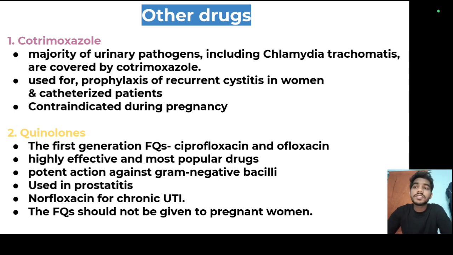Now let's see the other drugs which are used to treat UTIs. First one is cotrimoxazole. The majority of urinary pathogens, including Chlamydia trachomatis, are covered by cotrimoxazole. It is used for prophylaxis of recurrent cystitis in women and catheterized patients. It is contraindicated during pregnancy. Now the second class of drug is quinolones. The fluoroquinolones ciprofloxacin and ofloxacin are used. They are highly effective and popular drugs. Potent action is against gram-negative bacilli. Norfloxacin is used in chronic UTI.